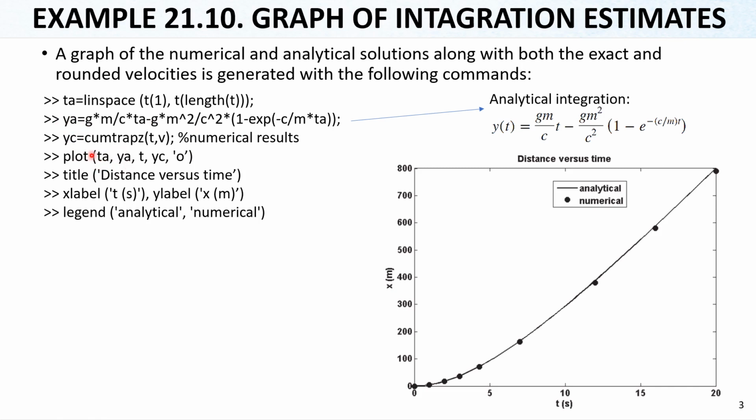We plot them. These are the analytical plot values, the line, and for T and YC, we have simply these points. For the analytical value, TA has more data. With linspace, we generated more data to be able to get a line. And the title, x label, y label, and the legend, we can show them. You can simply plot this after getting the analytical integration, as well as the cumtrapz for the numerical integration. That's simple, and you can implement this in MATLAB for any function as well.